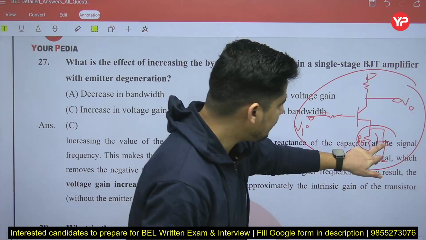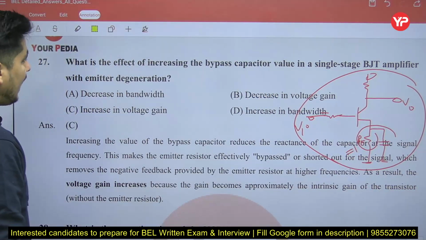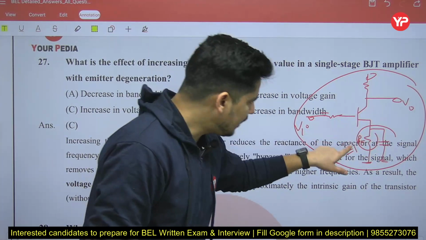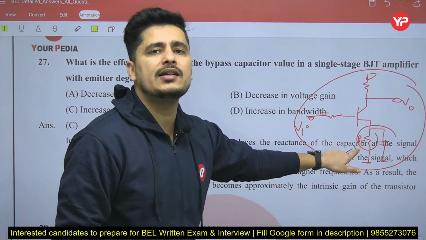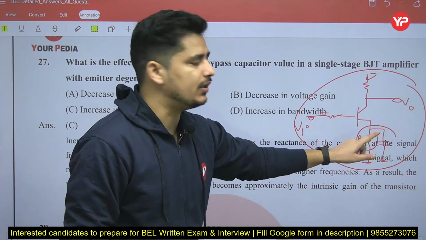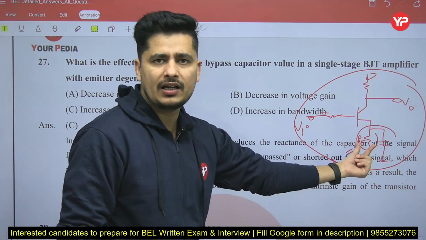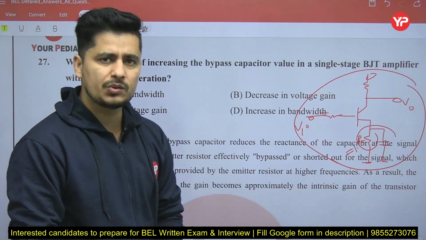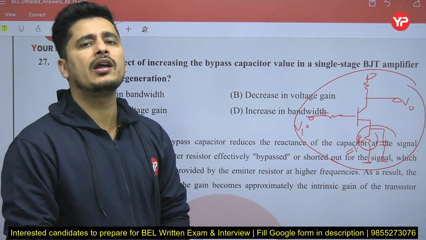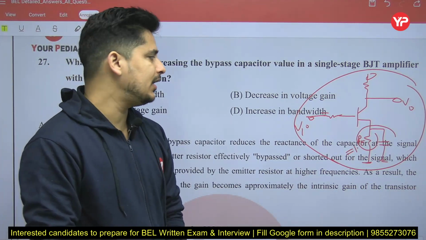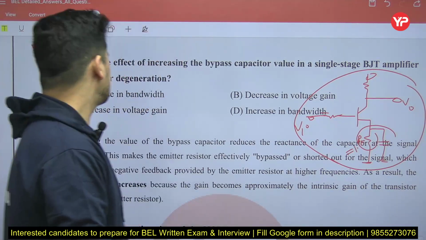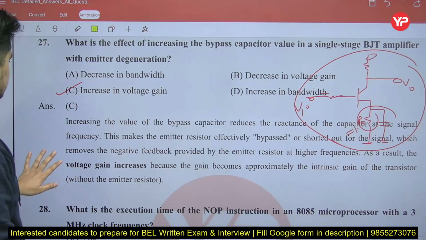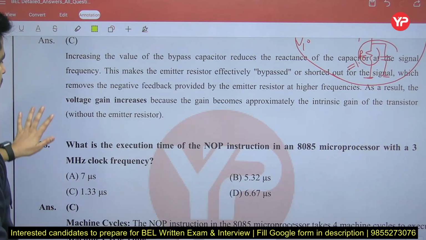If I put this capacitance, called the emitter bypass capacitance, it will neglect the effect of the RE resistance, meaning it will be short circuited for AC. When it is short circuited for AC, RE is removed from the circuit, so negative feedback is removed. As negative feedback decreases gain, once it is removed your voltage gain will increase. This is a good question. Most of the questions are good, but they are theoretical.